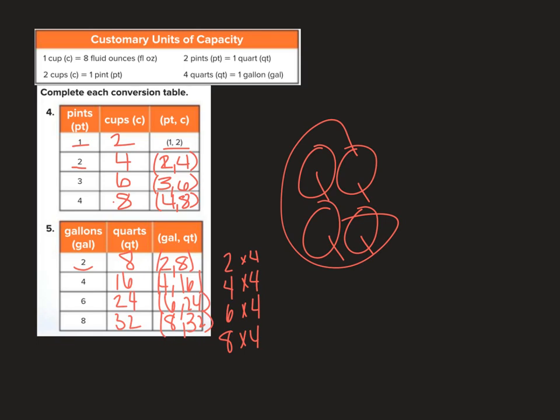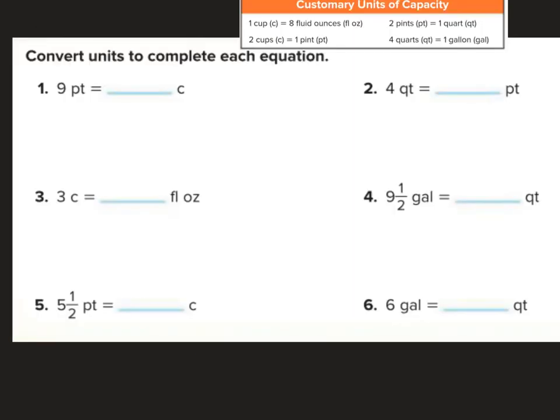Let's go to the next one. Convert units to complete each equation. 9 pints equals how many cups? We know 1 pint is 2 cups. So if I have 9 pints, I need to do 9 times 2 to figure out how many cups. So it'd be 18 cups.